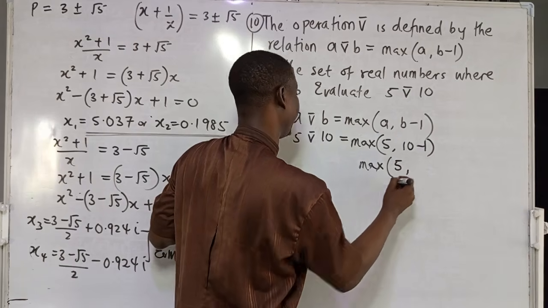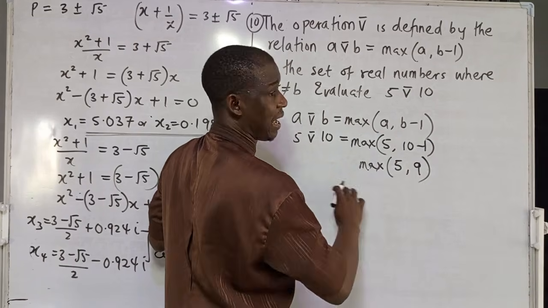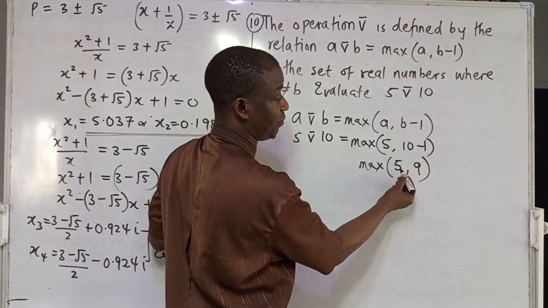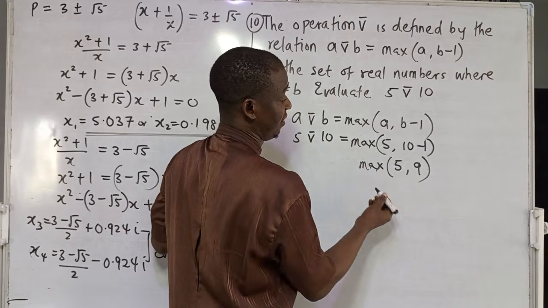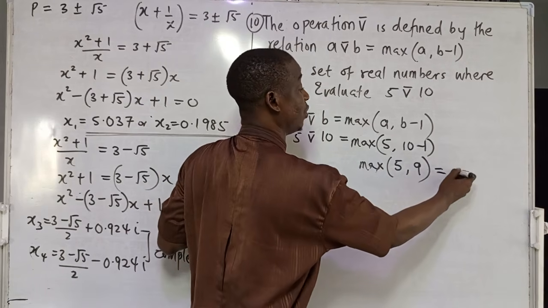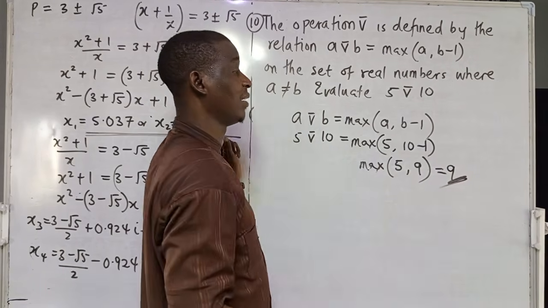So we have max of 5 comma 9. Now what is the maximum between 5 and 9? The max of 5 and 9 is 9. So this one is our answer.